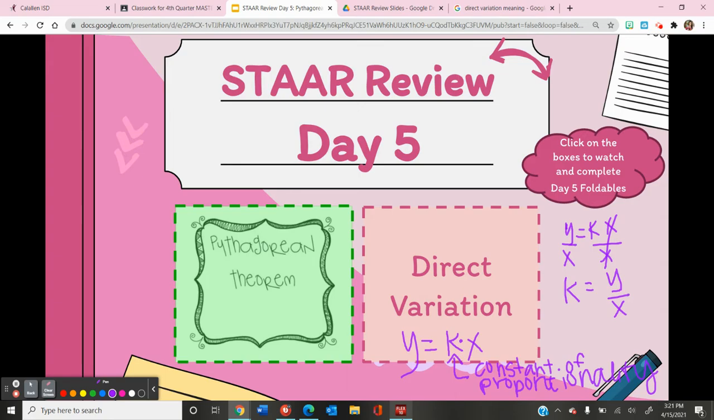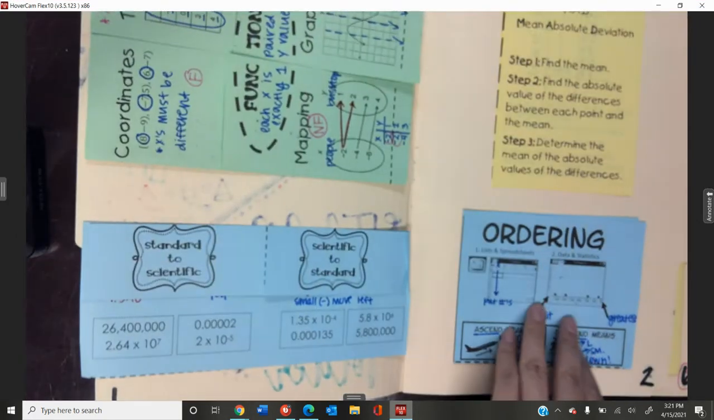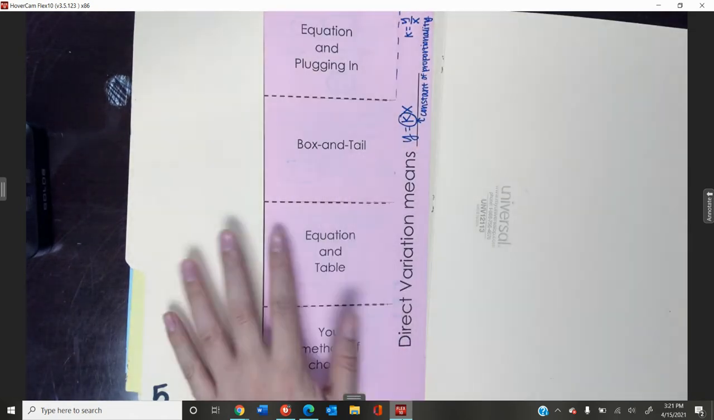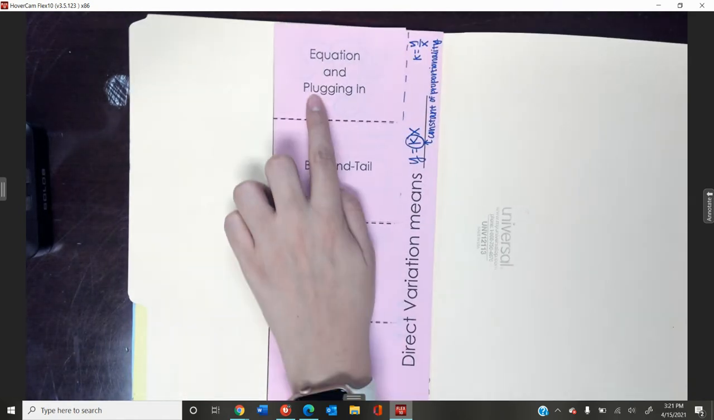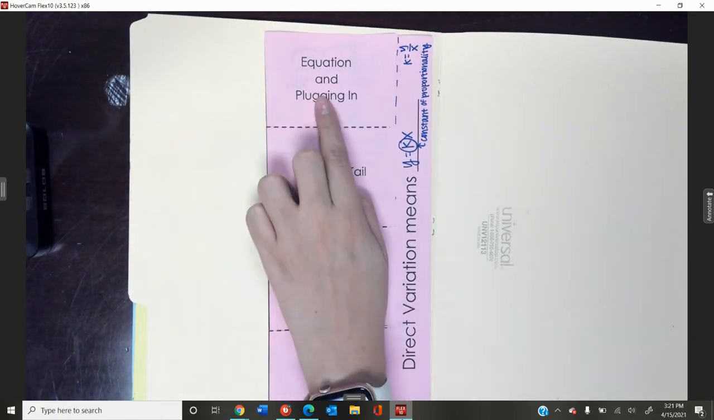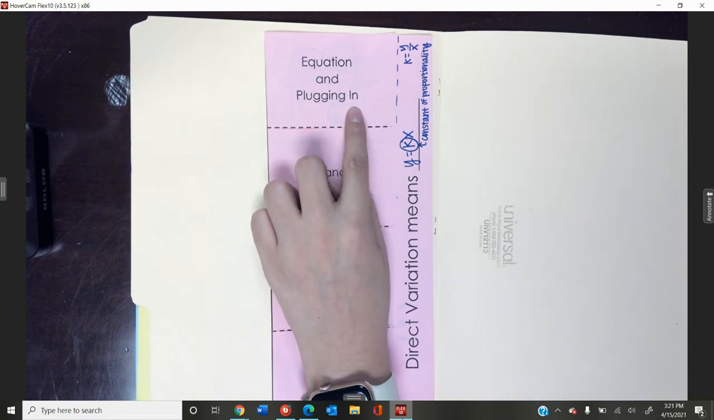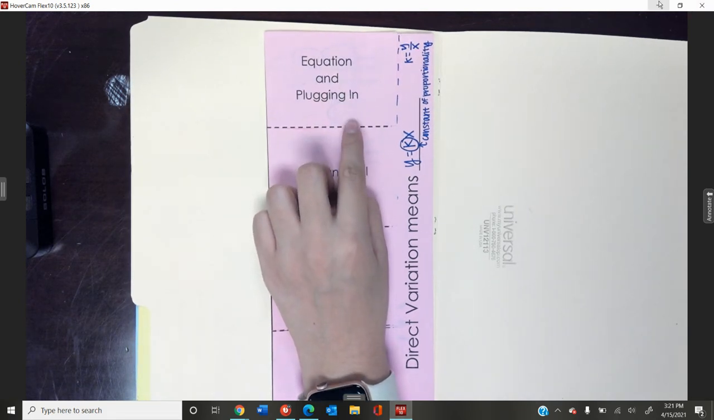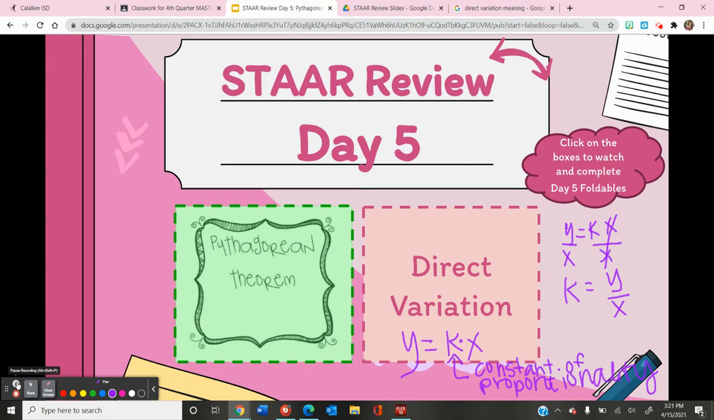Now looking at your foldable, this foldable should be pasted on page 5, and it would be going right here. Right now, this is all you should have written down in your foldable. So the first example, we are going to be finding the equation and then plugging in. So let's go ahead and get into that first example.